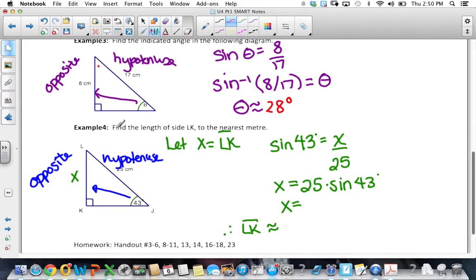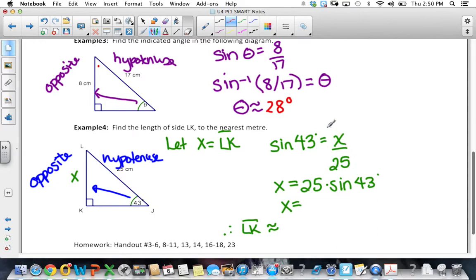So for example 4, we're going to use x to represent the length of LK, so make sure you have your let statement, because that's what it wants us to find. We're given the degree, we're trying to find the opposite side, and we're given the hypotenuse. So again, sine is most appropriate. So we're going to say sine of 43 degrees equals x over 25, cross multiply.